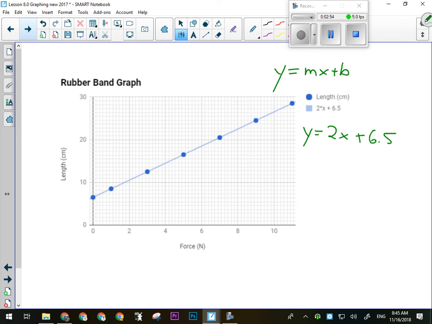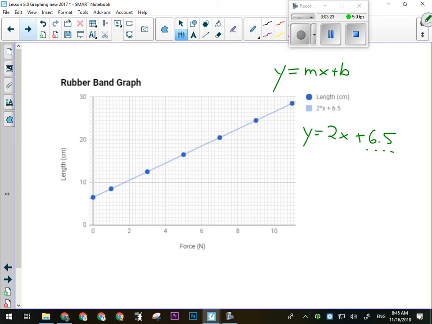So if this is a graph of a rubber band and it's showing force versus length, what does this y-intercept represent? It's the length when I'm not stretching it. When the force is 0, the rubber band is 6.5 centimeters in length. You guys follow me there? That's some of the more in-depth analysis we have to be able to get from a graph.